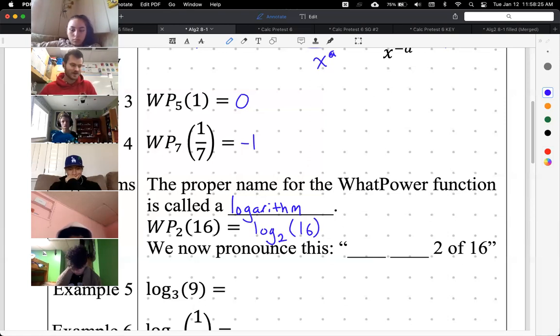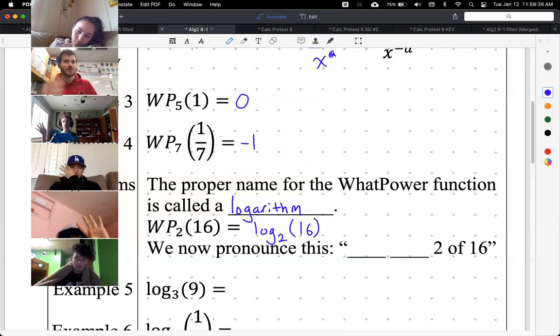And you can answer this as well. 2 to what power is 16? And again, you should be able to do this on one hand. 2 to the power of 3 is 8. One more. 4 gives you 16. Good job. Yeah, 4.